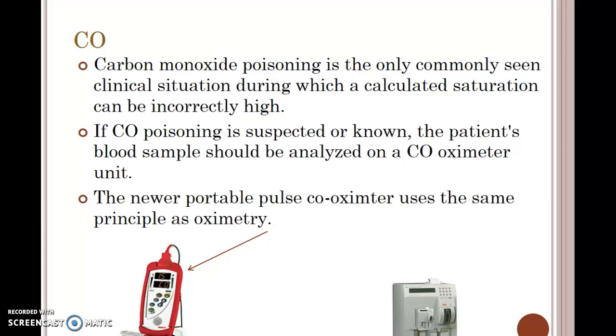If carbon monoxide poisoning is suspected or known, the patient's blood gas sample or blood sample should be analyzed using what's called a co-oximeter unit. You may also hear it referred to as a hemoximeter. So those are two interchangeable words, co-oximeter and hemoximeter. The newer portable pulse co-oximeter uses the same principle as our regular pulse oximeter. However, it does look for carbon monoxide. And those are usually red, but just know that some pulse oximeters are red too. So just being red doesn't mean that it's automatically a co-oximeter.